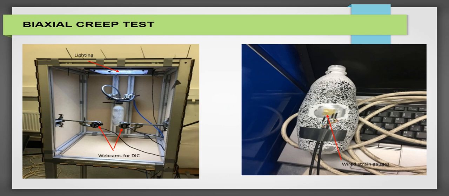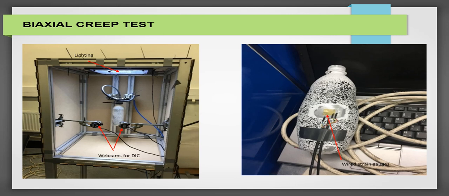Now the biaxial creep test. This creep test was done on a PET bottle, as you can see in the pictures. The PET bottle is first of all painted in such a way that changes in the shape can be picked up by the cameras. The images picked up by these cameras will be analyzed by a software called DIC, Digital Image Correlation, which translates the changes in the shape of a material into strains. So this was one way of measuring the strains.